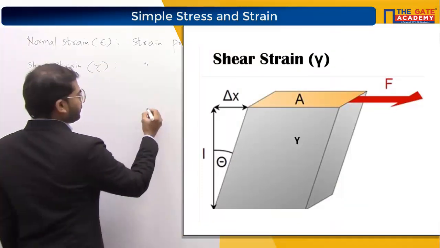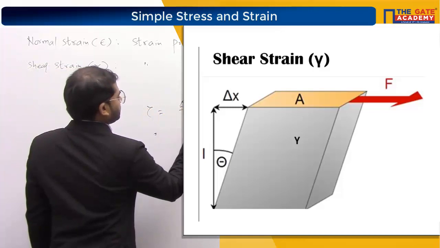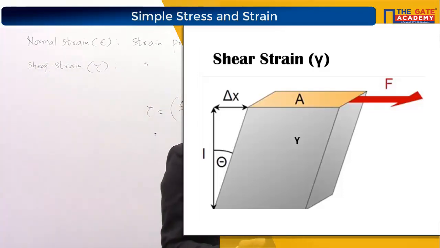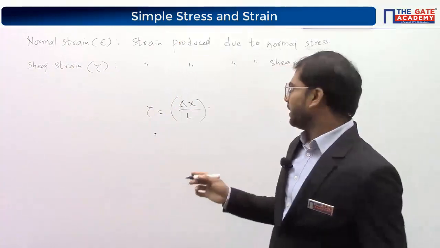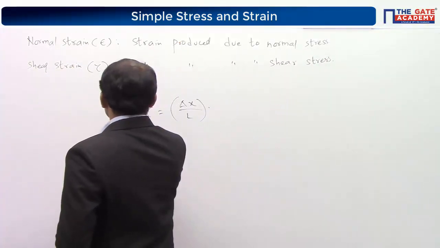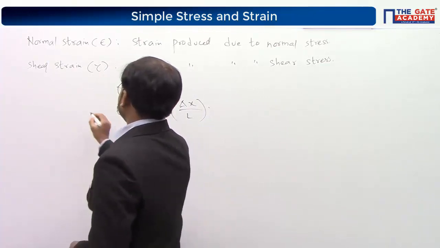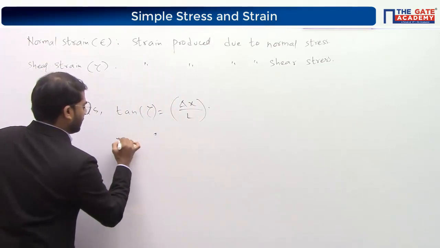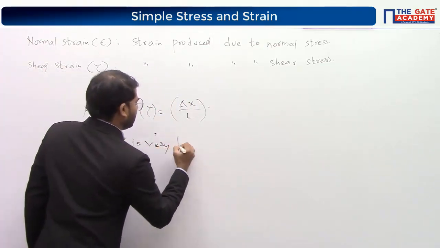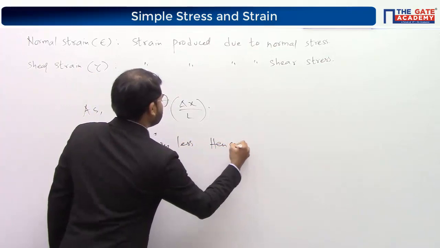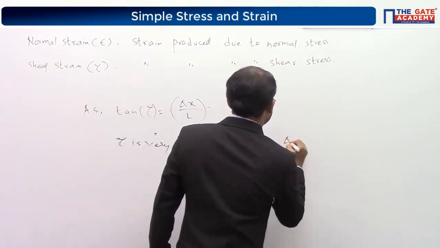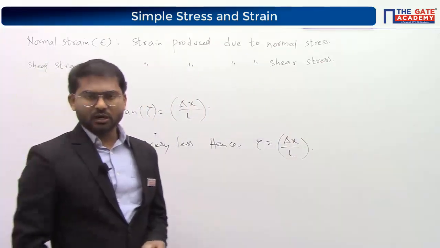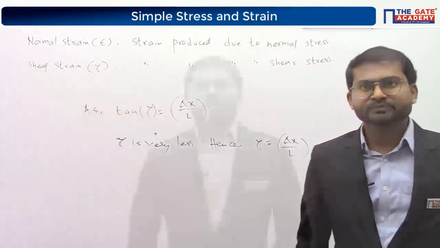So you can see the picture. Gamma is given by delta x by L. This gamma is very, very small. So actually we should take it as tan gamma is equal to delta x by L. Okay, so gamma is very less. Hence we can write gamma is equal to delta x by L. Understood? So that's how we have to get the answer for that.